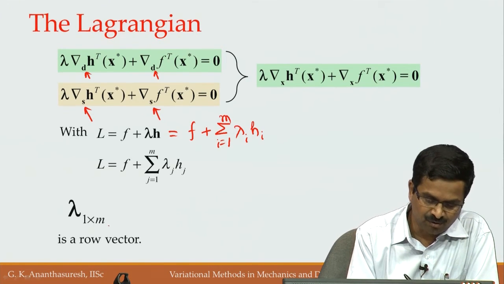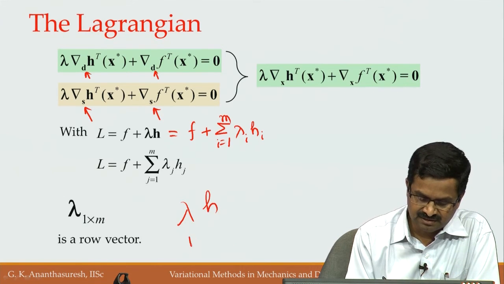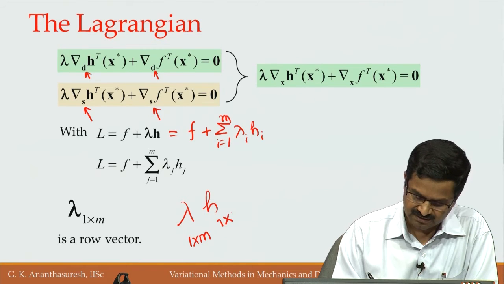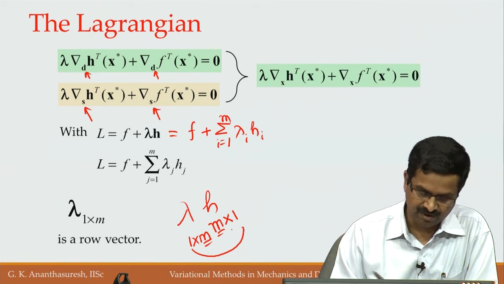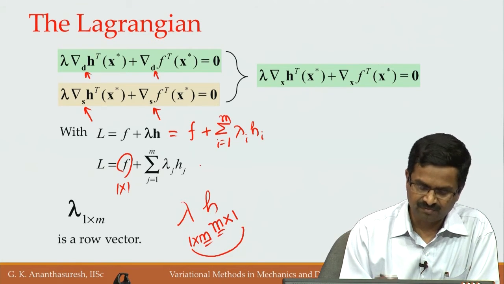Now, I make it a row vector multiplied by, let us say, h. This is 1 by m, this is m by 1. So, you will be left with 1 by 1, right, it is a scalar. So, what we get is a scalar.